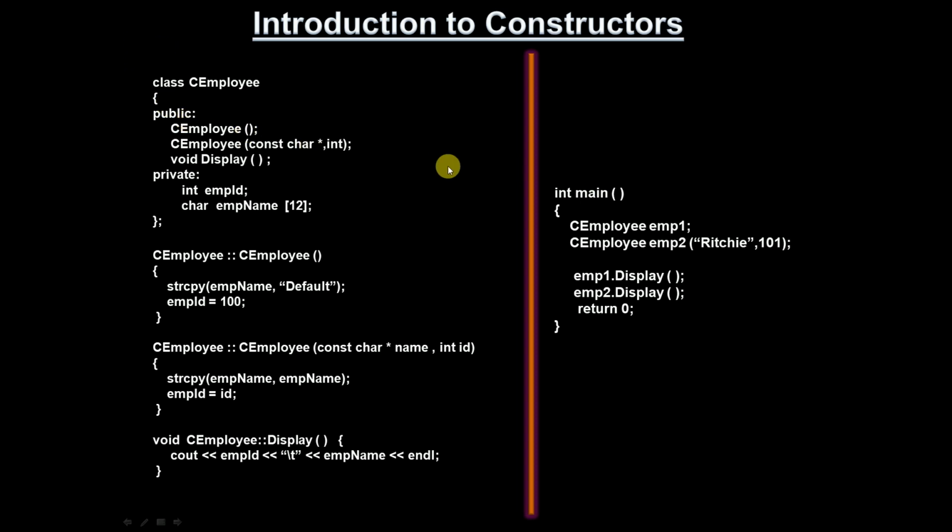So the constructor call completely depends on the arguments. For example, if instead of const char star you have given int, then it will throw an error. So the arguments must match. Now let's see the code and run this program.